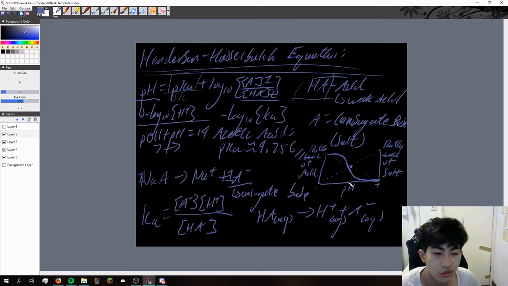So if we had an equal 50-50 ratio of acid to salt, this would actually just be log 10 of A over A, giving us log 10 of 1, which we know is 0. So pH would actually just equal pKa. So at this middle point, pH is equal to pKa.